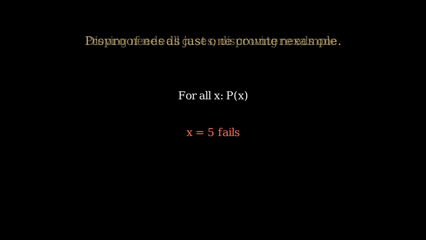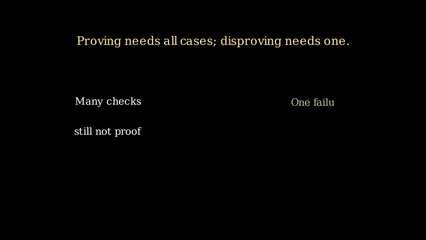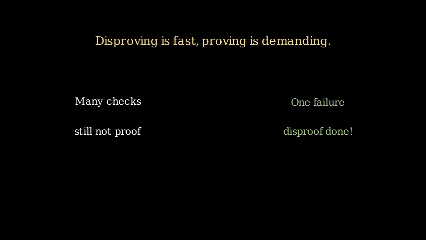Finally, disproof by counterexample. To disprove a general claim, you only need one single case where it fails, because a universal claim is only as strong as its weakest case. Compare that to proving a claim, where checking one example or 1,000 examples is never quite enough, since there could always be some untested case where it breaks. That asymmetry is the whole point. Disproving is fast, proving is demanding.